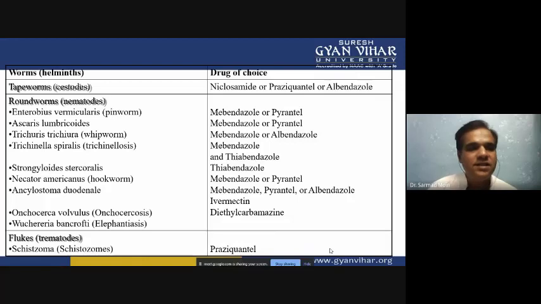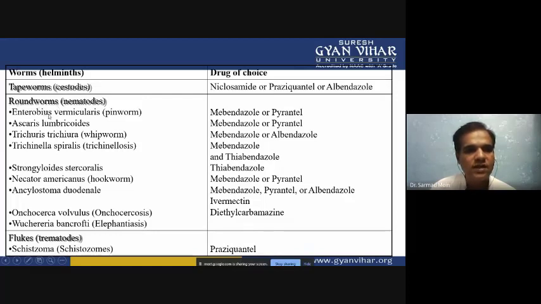Now, if you see the particular worms or helminths, each has a particular type of drug combination we have to give. If the patient has an infection of tapeworm, we have to give niclosamide or paracetamol or albendazole. They will be effective on one type of infection.